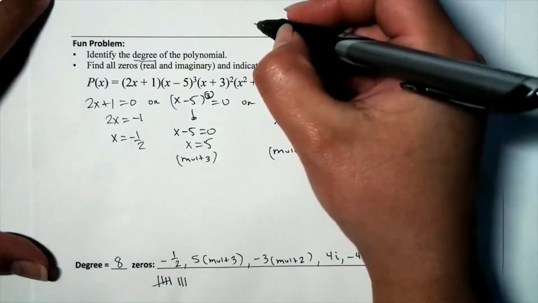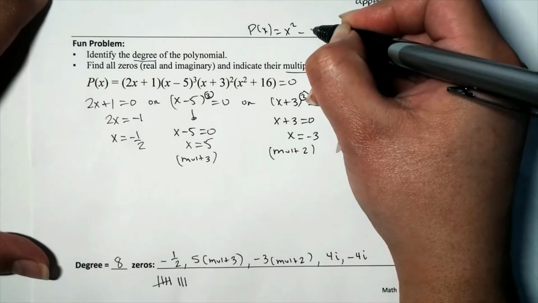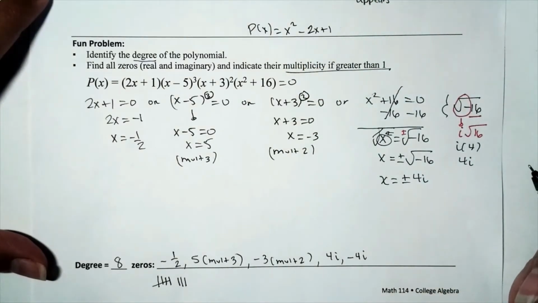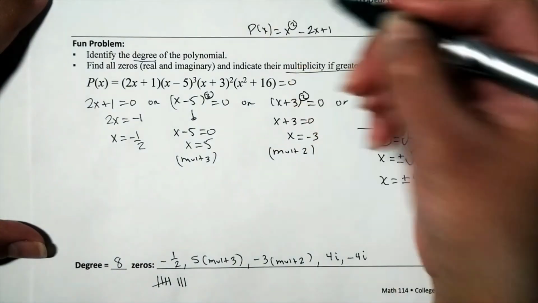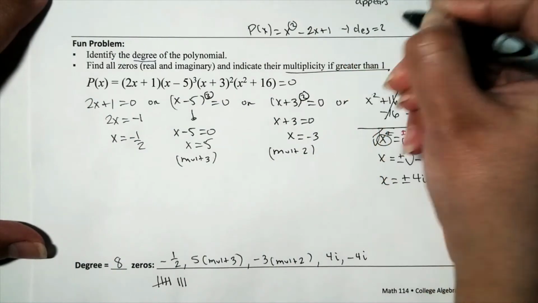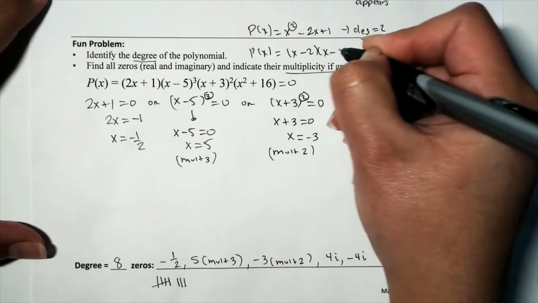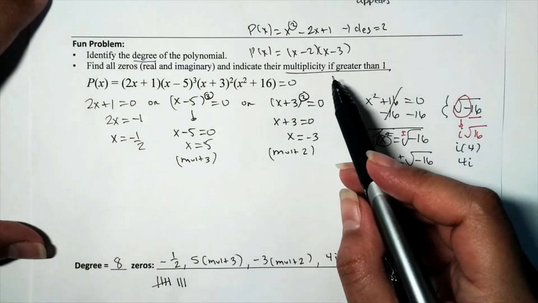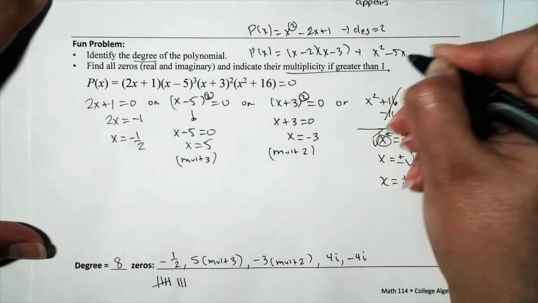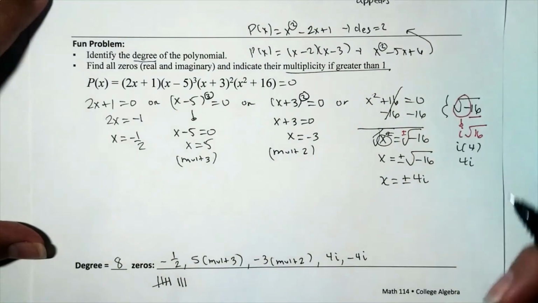So if we had, say, p of x equals x squared minus 2x plus 1, then I can say, okay, what's the degree? It's the biggest exponent on any of the variable terms, so the degree would be 2. Now, what if I had said p of x equals x minus 2 times x minus 3? So we can FOIL it out if we like. When we do that, it will give us x squared minus 5x plus 6, and then I can say, okay, the biggest exponent is 2, so the degree is also 2.